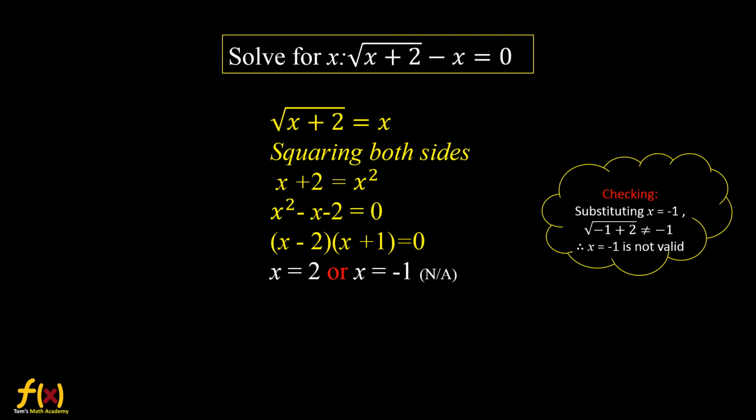But when we substitute x equal to minus 1, inside the square root we get minus 1 plus 2, which is 1. But we have the square root of 1 is plus or minus 1. So x equal to minus 1 is not valid. Okay. So restrictions, very important.